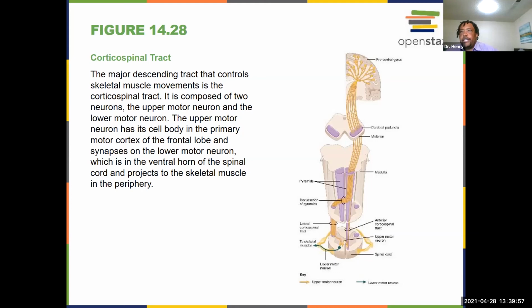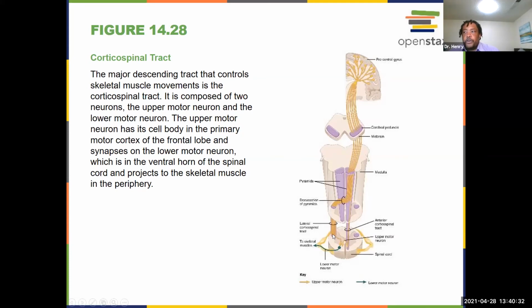So this here is just the corticospinal tract. If we take a look here, this is kind of cool, because you get an idea of the neurons that are involved in this. These neurons are pretty long. We have this lower neuron here that is going to our skeletal muscle, and that is going to be connected to the upper motor neuron.